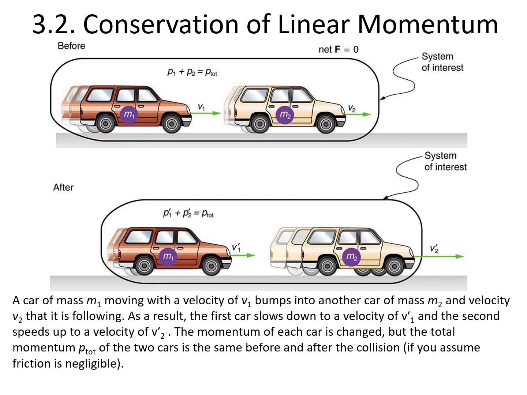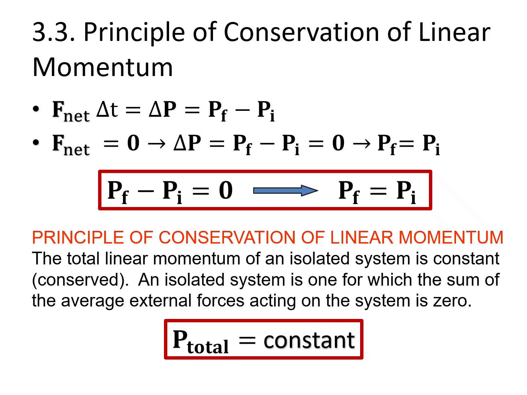Next, we state this idea as the formal principle of conservation of linear momentum. The principle of conservation of linear momentum says the total linear momentum of an isolated system is constant. An isolated system means the net external force on the system is zero, or close enough to zero, during the time interval we are studying.